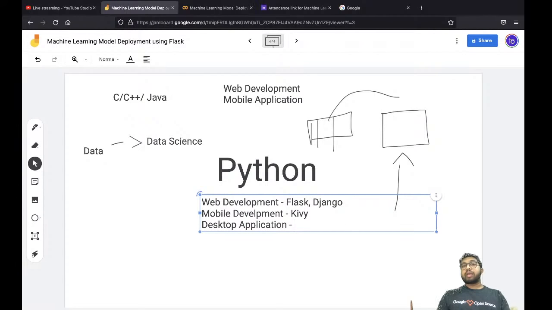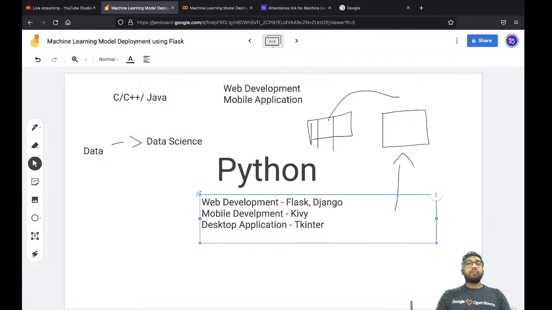Earlier, the best language for a desktop application was considered to be Java. Until now, it is, okay. If you want to create a desktop application, you can go with Java. But if you want to do it with Python, everything is Python over here, you can go with the library known as Tkinter. With the help of this, you can easily do that. Now see, there are a lot of things that we can do with Python, right?